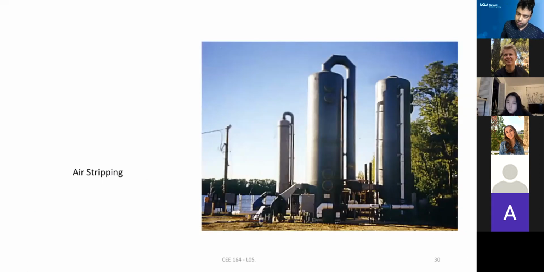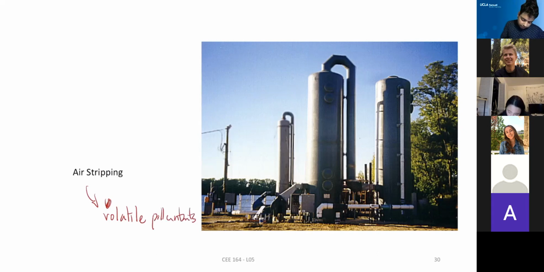Then you have air stripping. An air stripping tower looks like this. The principle of this technology is that it works only if the pollutants are volatile, because that's how it sounds. You strip the pollutants from contaminated groundwater into air, and then you capture that air and treat it. So this works for volatile pollutants. Unless it's volatile pollutants, it's not going to work.